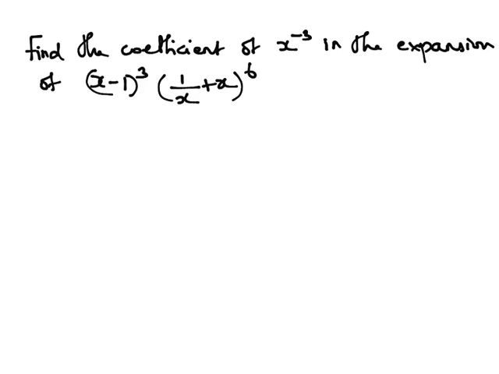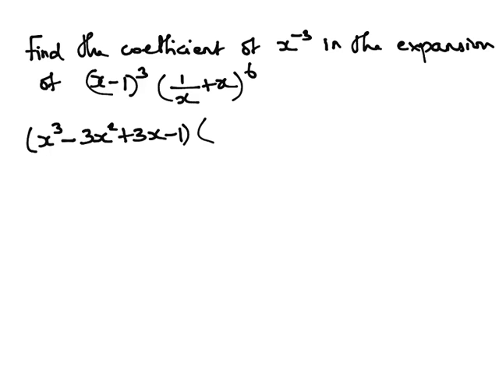So I'll get x cube minus, you can use the binomial theorem, x cube minus 3x squared plus 3x minus 1. So this will be the expansion of x minus 1 the whole cube. Now what about 1 by x plus x the whole power 6?